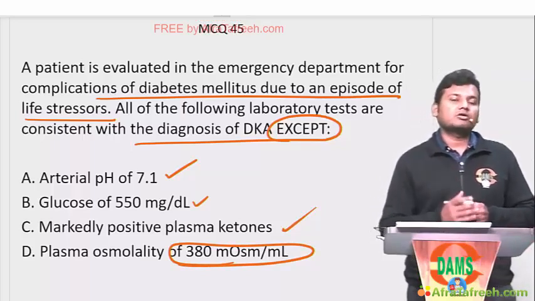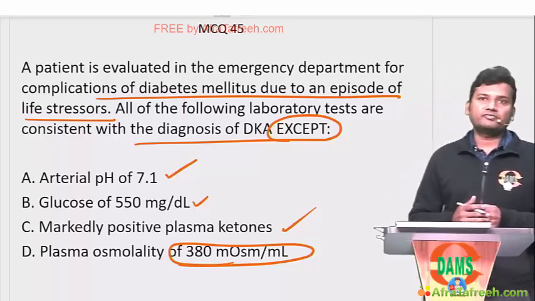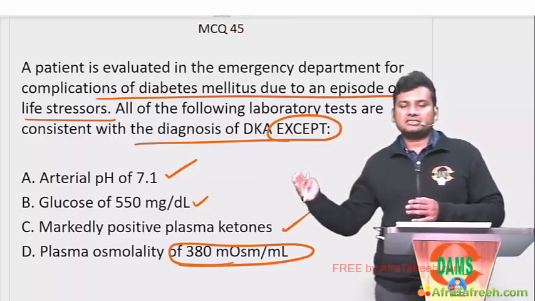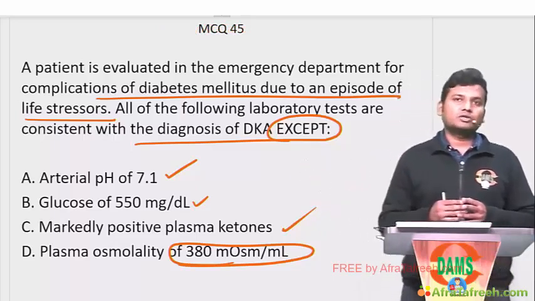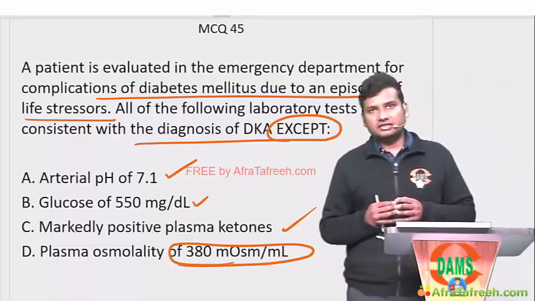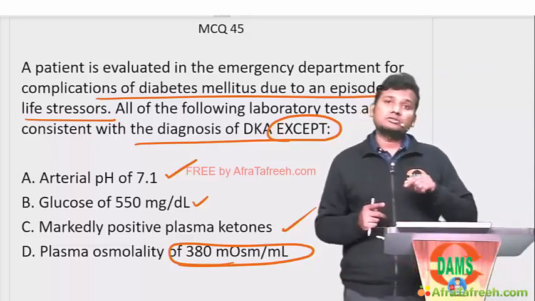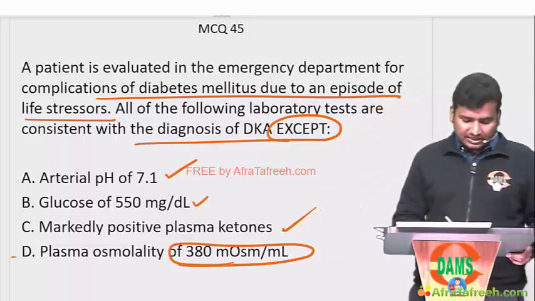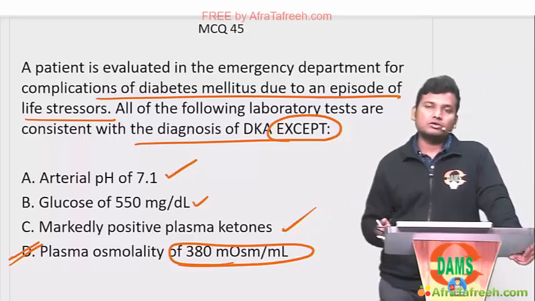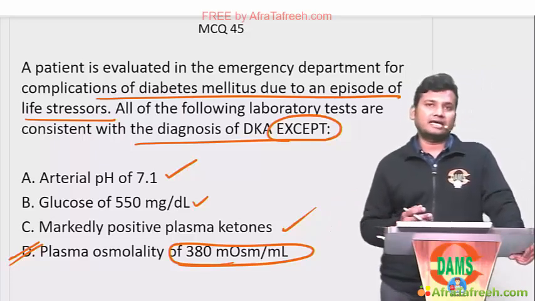Normal plasma osmolality is 275 to 295. In DKA and in HHS, in both, plasma osmolality increases. In DKA, it increases up to 330, while in HHS, it goes above 330. So 380 goes with the diagnosis of HHS. It is not going with the diagnosis of DKA.